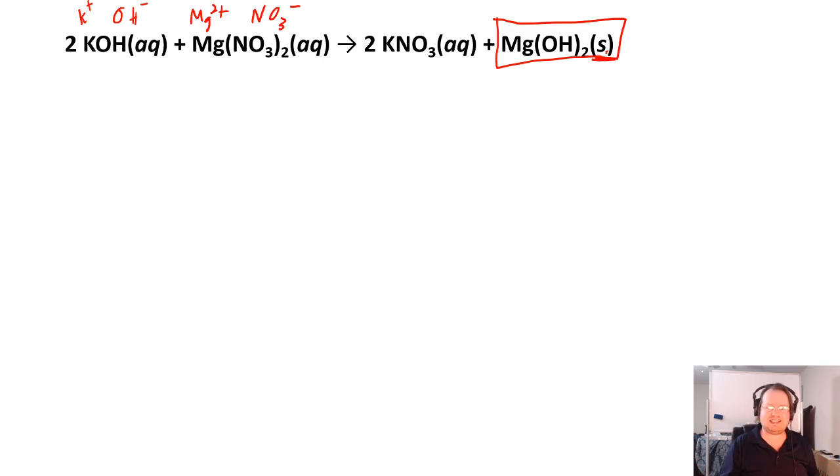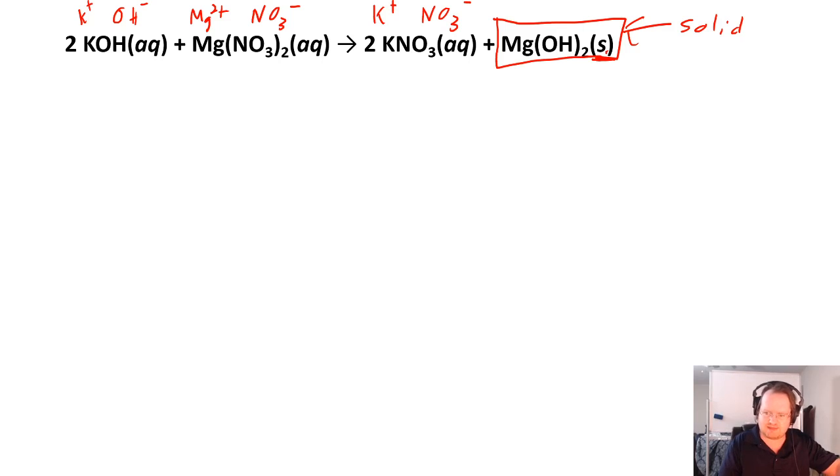When you mix these together, you still have, I lost my pen. There we go. Potassium ions and nitrate ions floating around. Whereas the magnesium and hydroxide are no longer floating around, they formed a solid. So in terms of the chemistry that's really happening, it's the magnesium and the hydroxide ions that are connecting and reacting. The potassium and the nitrate, while they're there, they're not doing anything. Nothing has changed about the potassium and nitrate in this reaction.